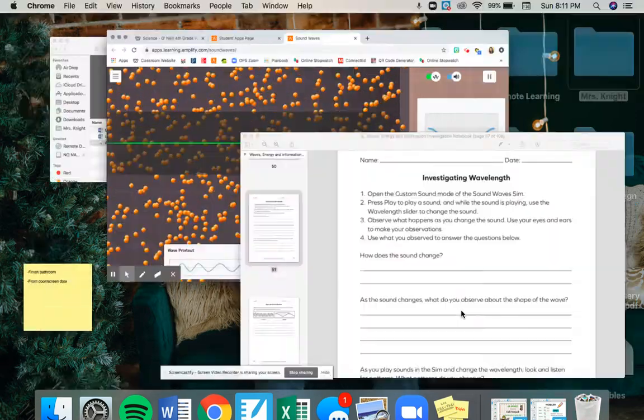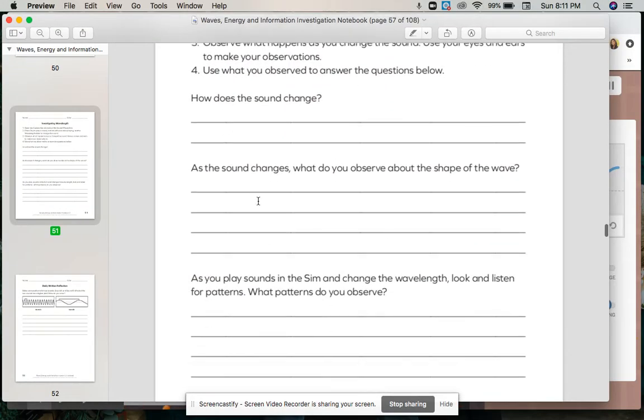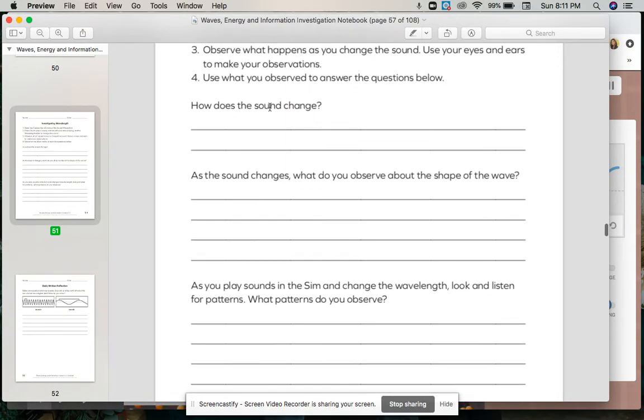So when we go back to our worksheets, we will answer these questions below. How does this sound change? So as you move the slider, if it gets closer together, how does the sound change? And if it gets farther apart, what happens? As the sound changes, what do you observe about the shape of the wave?